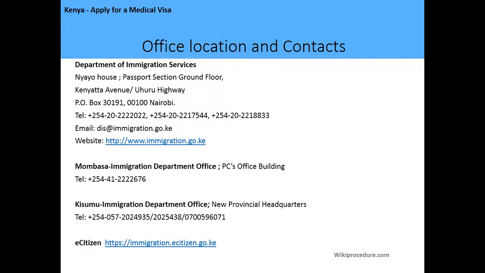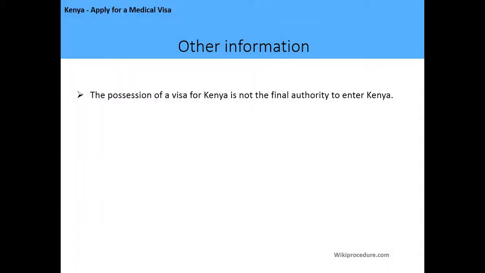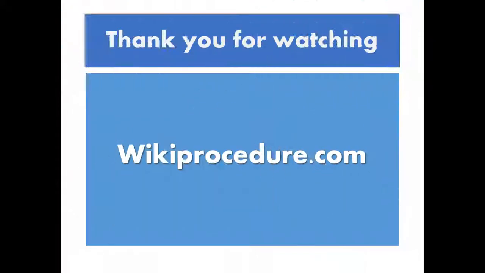The office location of the Department of Immigration Services, the headquarters, is at Nyayo House. You can visit them through the website www.immigration.go.ke. In Mombasa, they're located at the PC office building. In Kisumu, they are at the new provincial headquarters, and you can visit them at eCitizen.go.ke. Other information is that the possession of a Kenyan visa is not the final authority to enter Kenya, and the immigration officer has the final say on who is to enter Kenya.